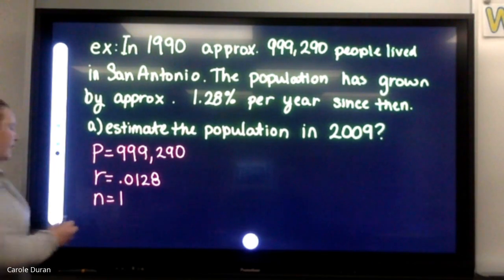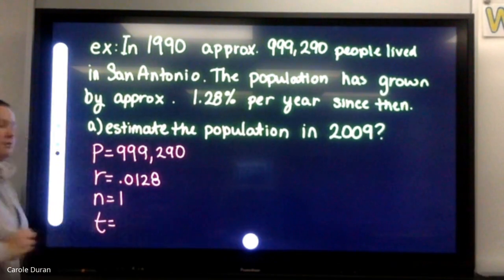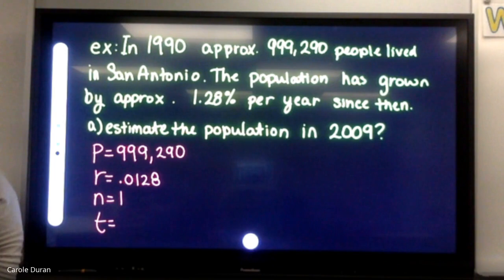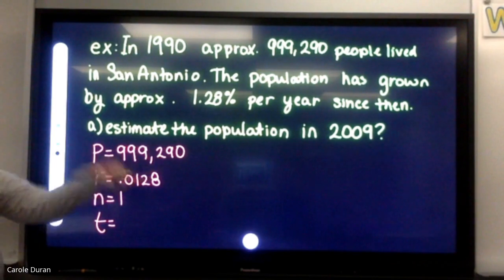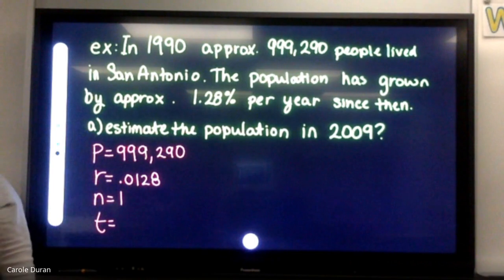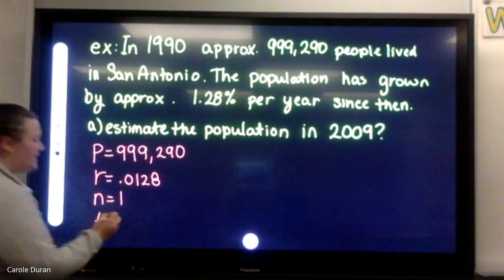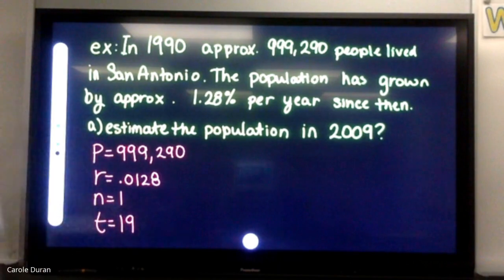And then T. Because we only take population once a year. Remember, it's not continuous, we're not always checking. What's T going to be? 29? How did you get that? I'm comparing to 2009, which is 19 years from 1990. So T is going to be 19.